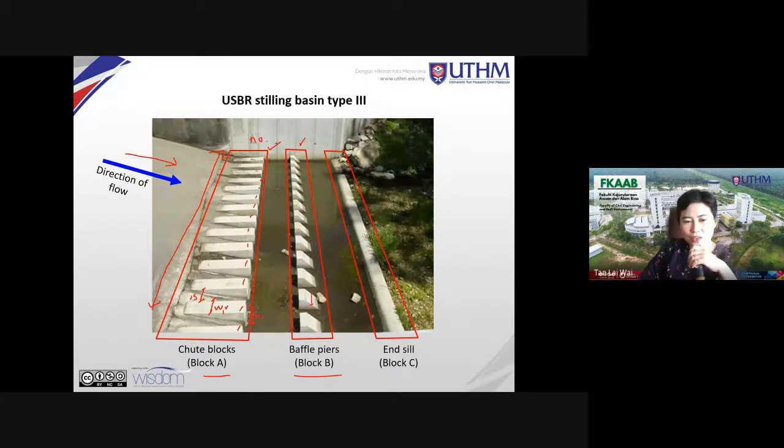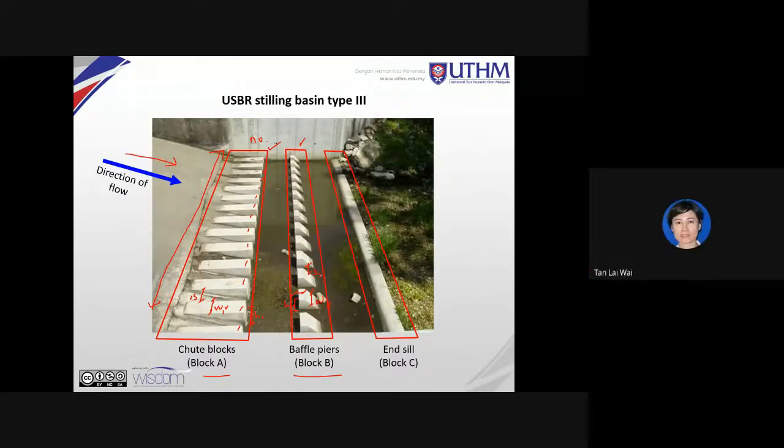This has the same connotation as well. You have W3, the thickness, and then you have height H3, and then you have space S3. Now, why is there no 2? 2 is in fact the distance between chute blocks and baffle piers. You have L2. Then this distance of your stilling basin is L, the length.